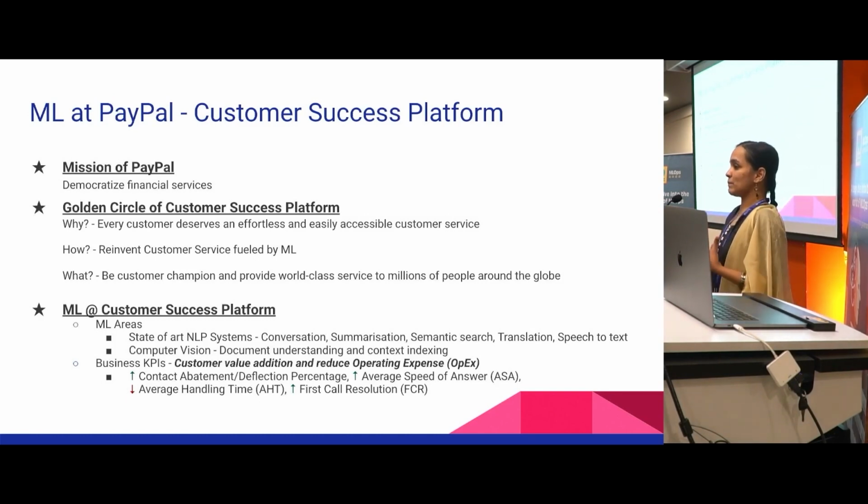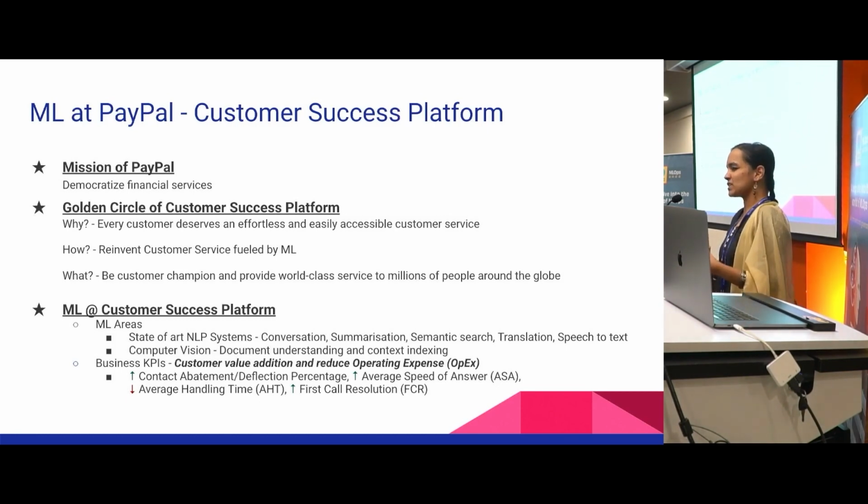We majorly play in two major ML areas. One is natural language processing, and the other is computer vision. So why natural language processing? As we can expect, most of our conversation with customers happens through text, be it emails, chatbots, messaging, or social media. It's almost all text. So that's why one of the strong areas is NLP systems.